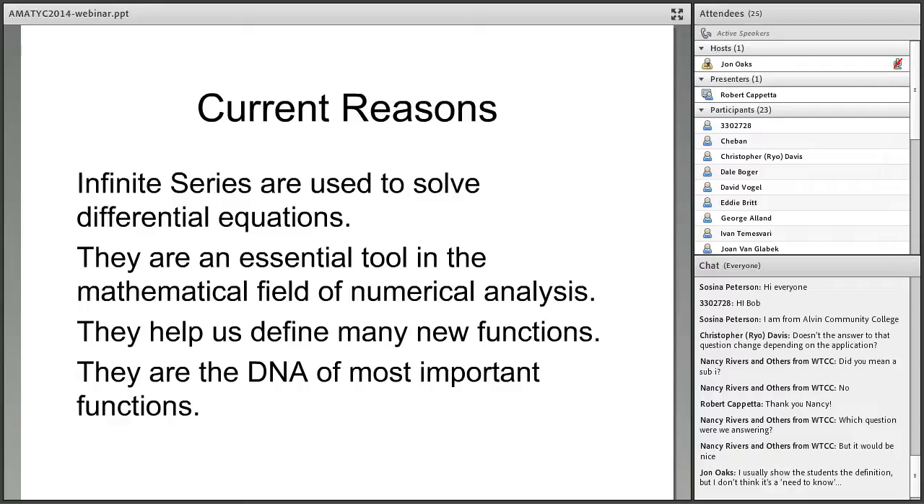And in fact, I argue that the infinite series are the DNA, right? It gives us the information that defines those most important functions. I do want to give you a warning, though. For years, I said that handheld calculators used infinite series to do computation for things like sine, cosine, e to the x, tangent, etc. That is not the case. They use more sophisticated algorithms. I included that on a previous discussion I had on infinite series, and if you have some questions on that, I'd be happy to address that later.